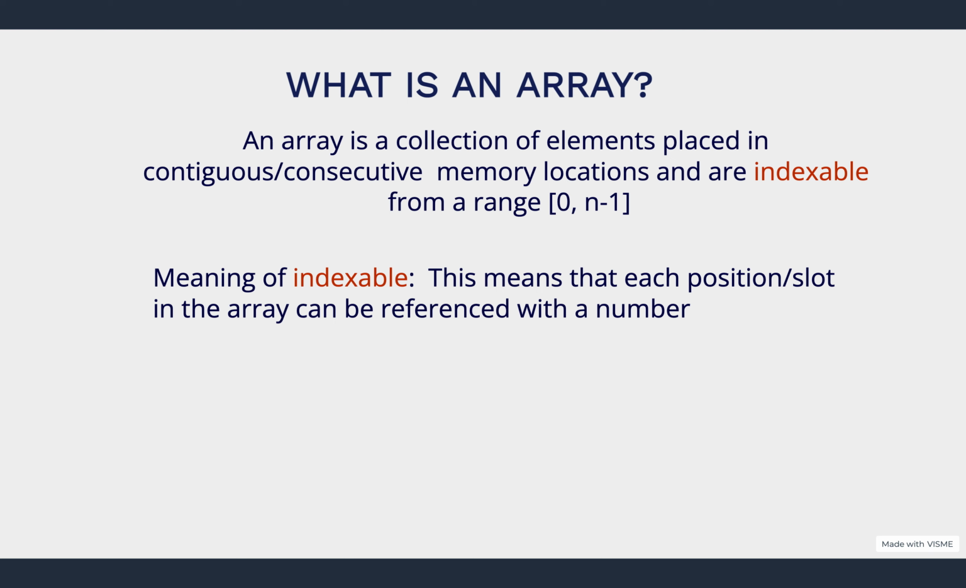So there is a word that might sound complex here, which is the word indexable. What is the meaning of indexable? This means that each position or slot in the array can be referenced with a number. So each position in the array can be referenced with a number. 0 means a position, 1 means a position, 2 means a position. So that is the meaning of the word indexable. By the time I give an example, this will be much clearer.